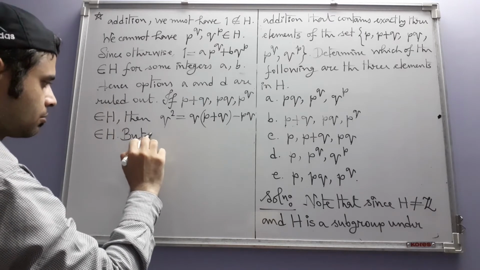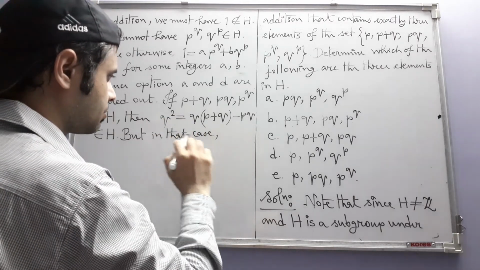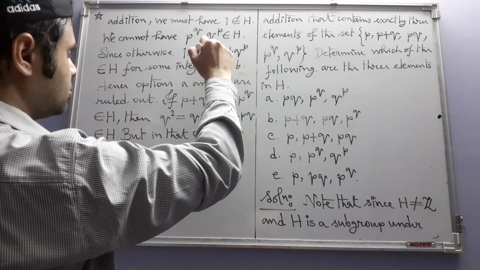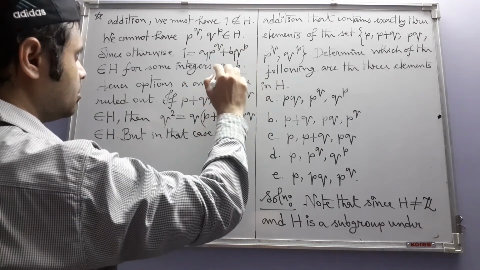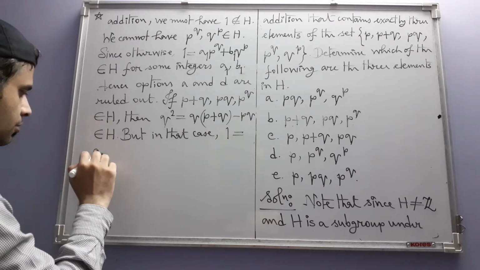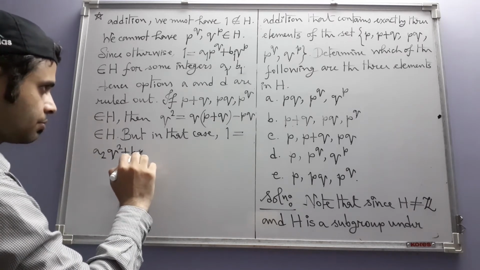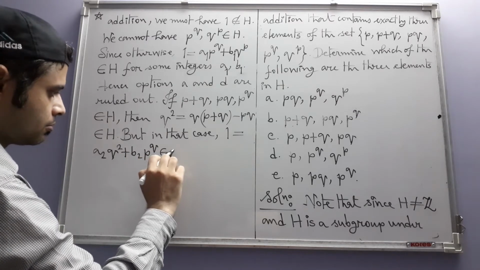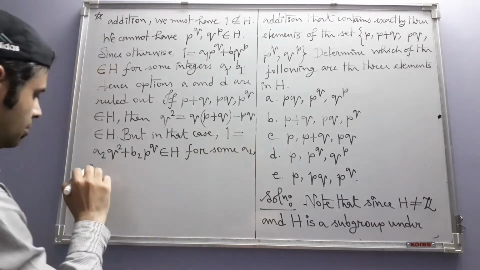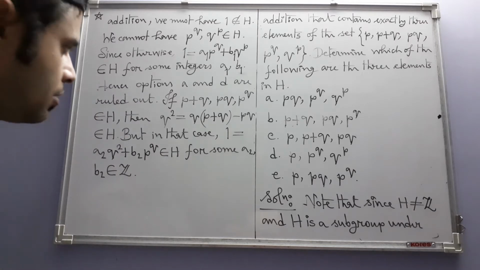But in that case, again 1 is equal to, or we may have to write these combinations again and again, so let us use suffixes a1 and b1. 1 is equal to a2 q square plus b2 p to the power q for some integers a2 and b2. So option B is also not possible.